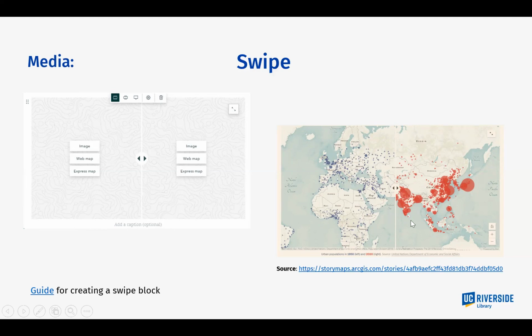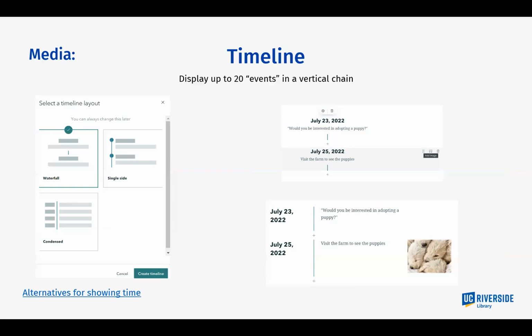So this is an example from one of their story maps about population growth in this part of the world. This is 1950 over here, the blue dots on the left, and then the red circles are from 2020, I believe. So really getting the point across of how much some cities have grown in population in this part of the world. And timeline.